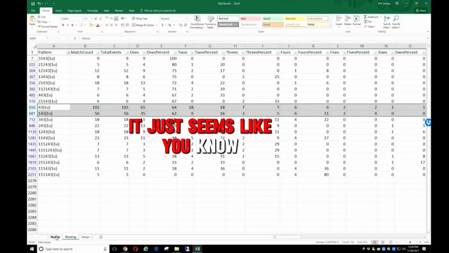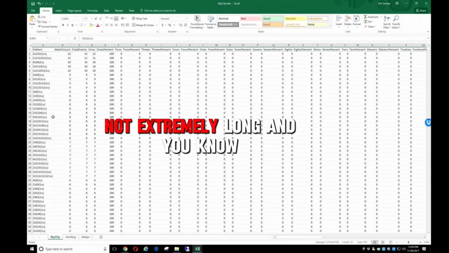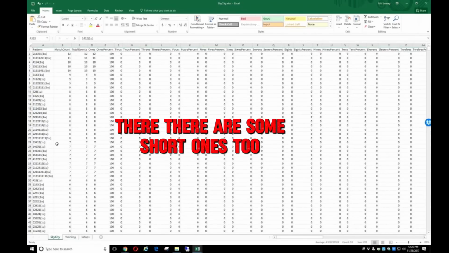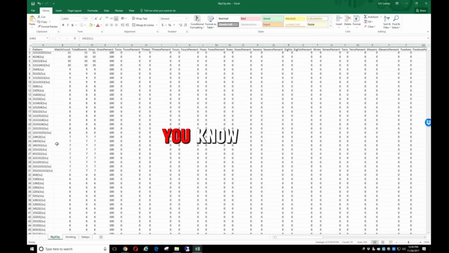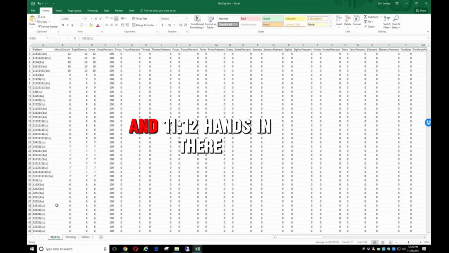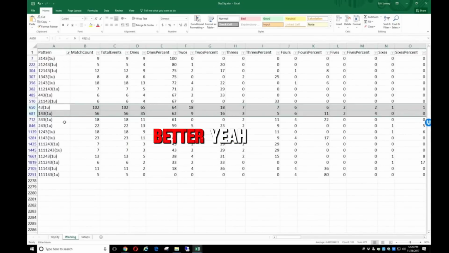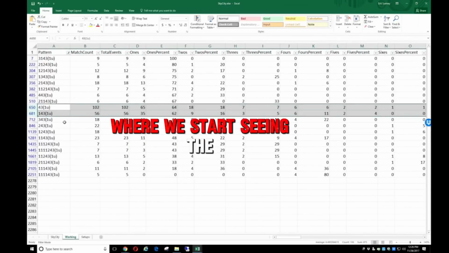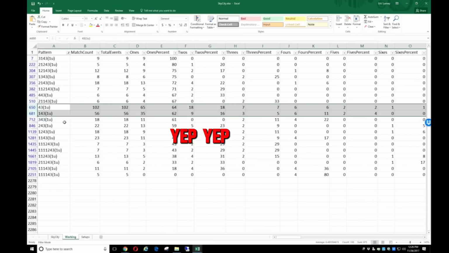It seems there's more validity in not extremely long ones, and there are some short ones too. Well, let's see, a 2-5-1, that's 7, 8 hands. So there seems to be a sweet spot between maybe 8 and 11, 12 hands, which seems to validate things a little bit better. Yeah, where we start seeing the deviations in math that reoccur. Yep, absolutely.